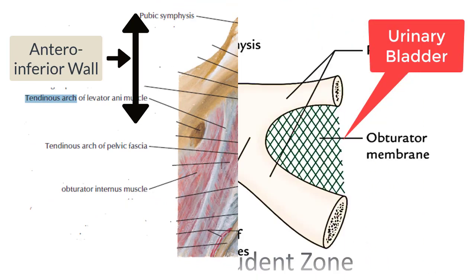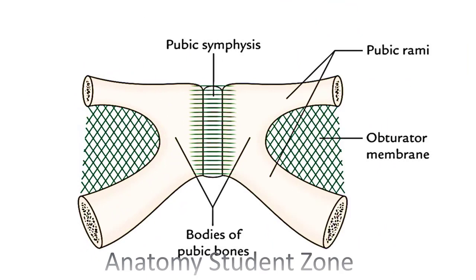This wall is formed primarily by the posterior surface of the body of the pubic bone, the symphysis pubis and the pubic rami. So the body of the pubic bone forms the wall posteriorly, the symphysis pubis anteriorly and the pubic rami laterally.